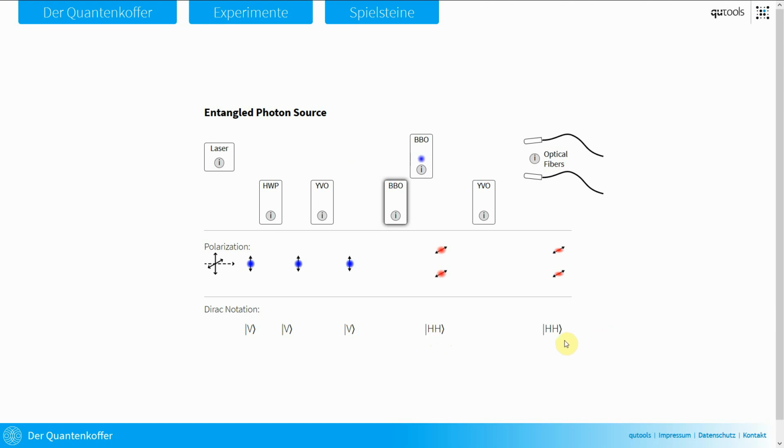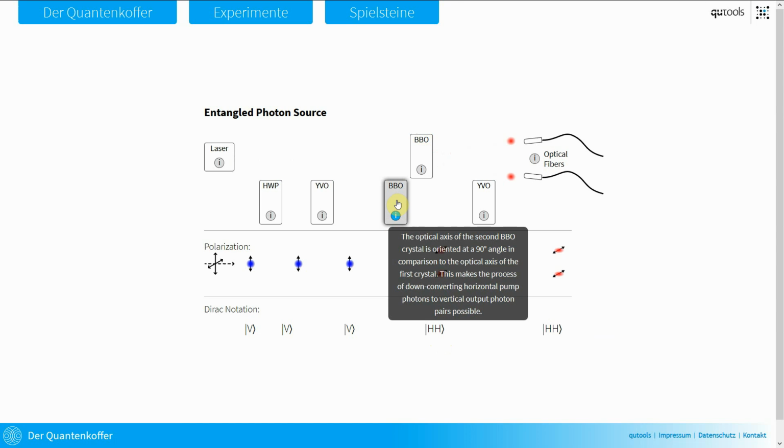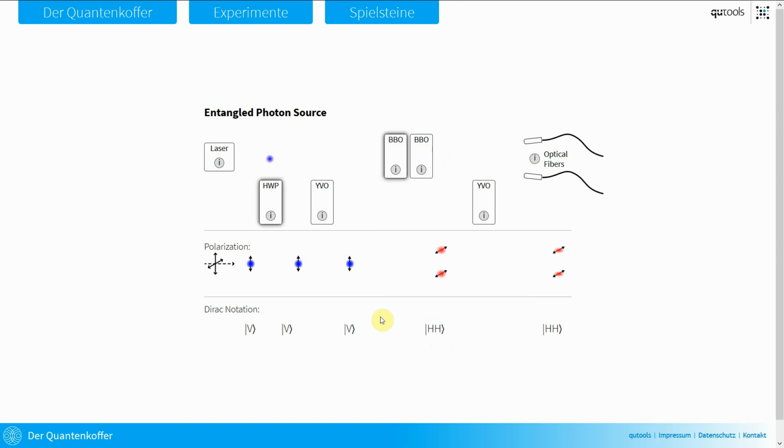So to get entanglement, what we do is we insert another BBO crystal into the beam path. The difference between those two is that the optical axis of one of them is turned by 90 degrees in comparison to the other one. So the first one is 90 degrees rotated, which means that the vertically polarized light will not be active in this crystal. For light to be active in this crystal, you need horizontally polarized light.